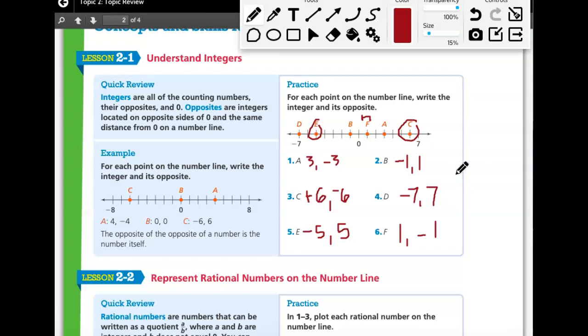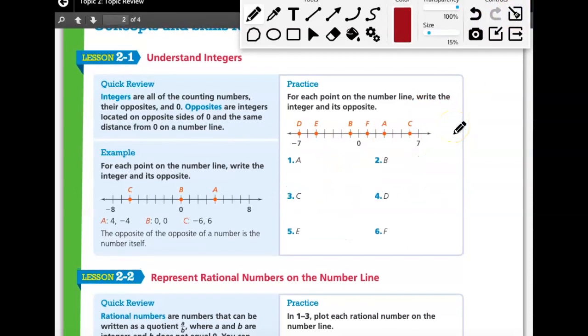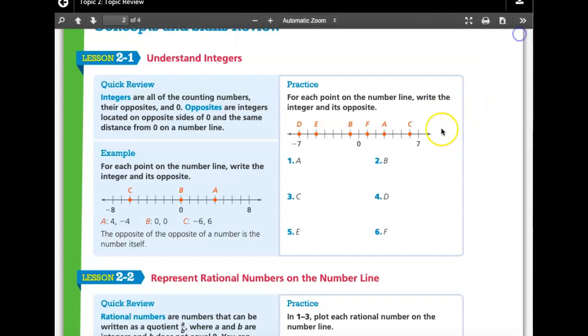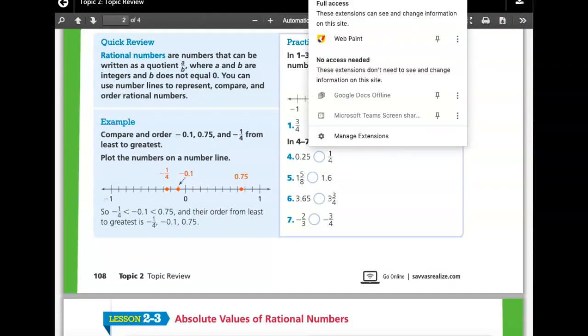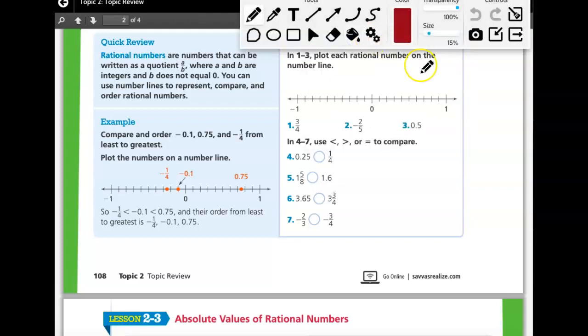All right, let's go for the next one. I'm gonna erase this part because I could not move it. And since you guys could not plot it for me, I'm just gonna do it. So here we're looking for 3/4. How are you gonna plot 3/4? Can somebody help me plot 3/4? Where am I going to do that?